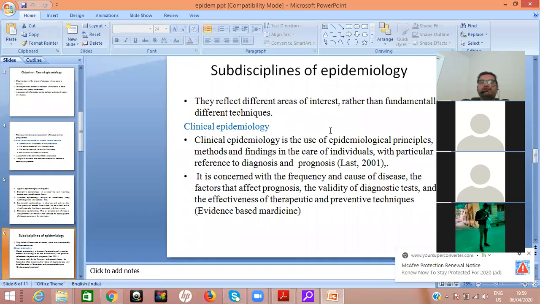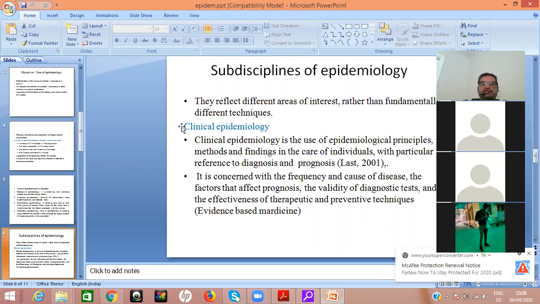Now there are some sub-disciplines of epidemiology that have come into role now. It is not entirely different. Fundamentally, it is the same thing as we classified earlier, theoretical or analytical or mathematical, whatsoever. It is basically the same thing, but it applies in different relevance. The first is clinical epidemiology. As we are saying clinical, it has some relevance to the clinical setup of a disease. Clinical epidemiology is the use of epidemiological principles, methods, and findings in the care of individuals or animals, with particular reference to diagnosis and prognosis.